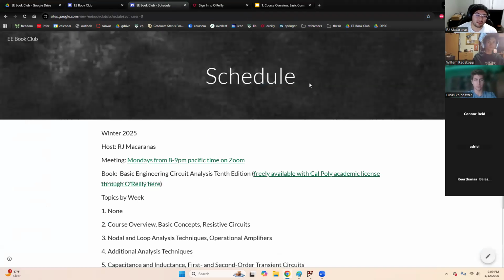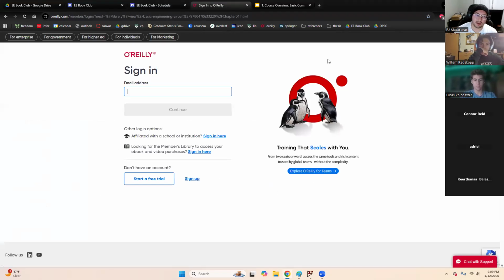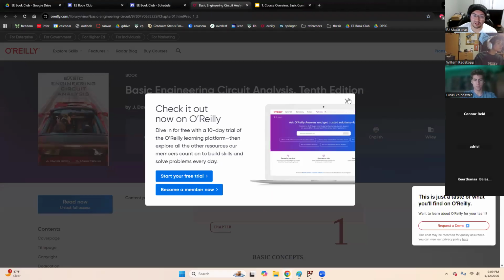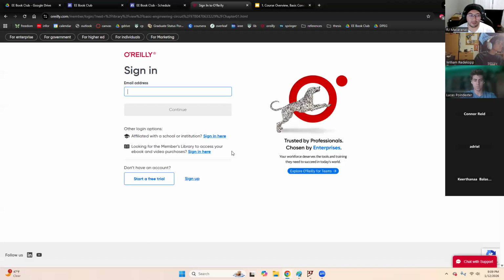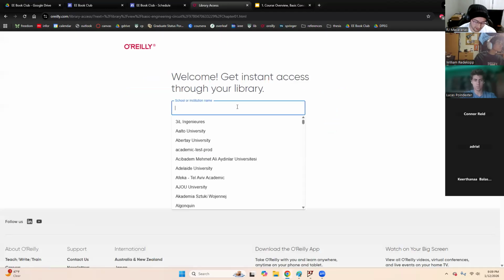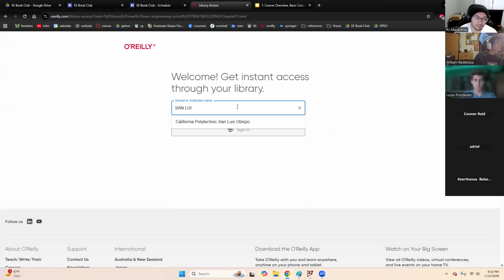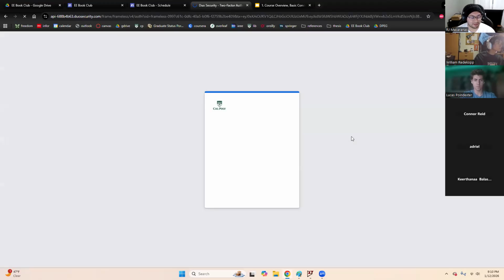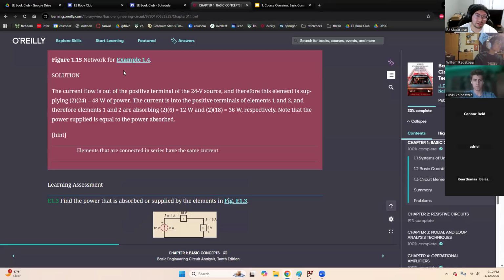So as I was saying, on the website, we've got our schedule here. This quarter we'll be going through this basic engineering circuit analysis textbook, which is available through O'Reilly. If you go to this link and click sign in, you can sign in with your institution, find Cal Poly here, and sign in with your regular credentials. And you have access to a lot of really good books.